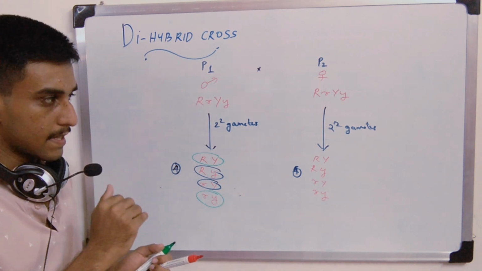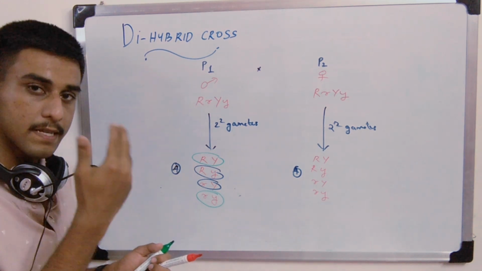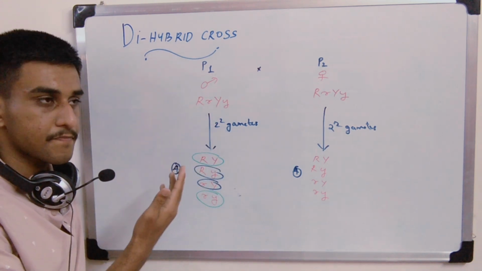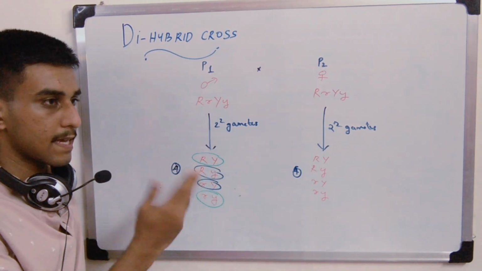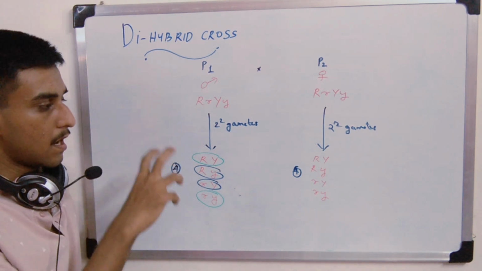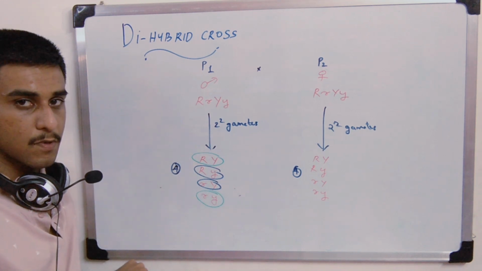So in order to understand that, before drawing the checkerboard, where we are fusing the gametes, the gametes are already formed, and we are fusing them to form the zygote. So before that, I will explain how these four types of gametes will be formed, right?